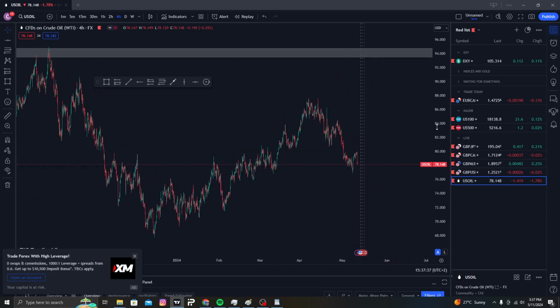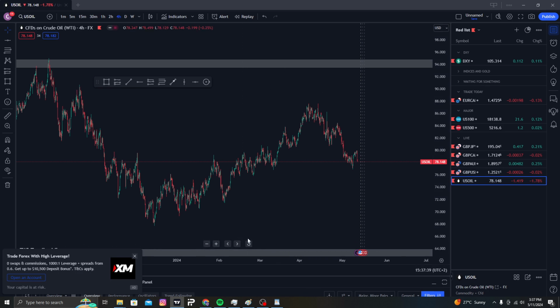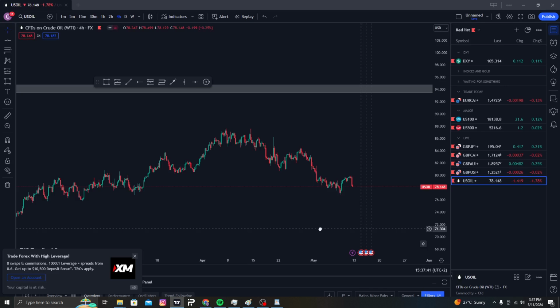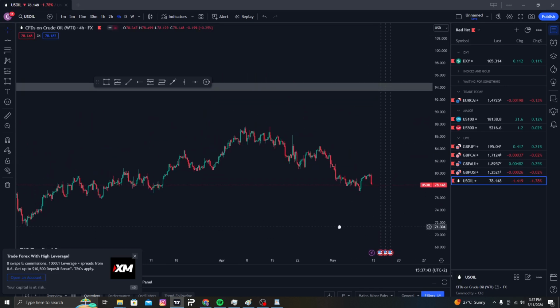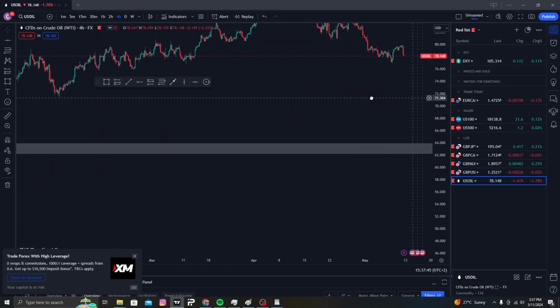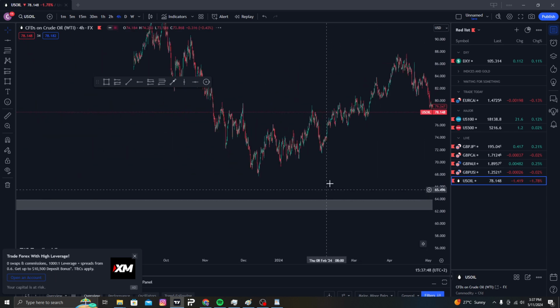Right now I'm on the 4 hour time frame. This is the highest level on the daily. This is the lowest level on the daily. Let me do this so you guys can see it properly.